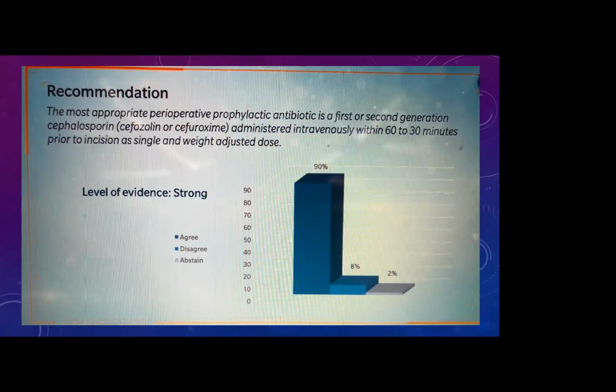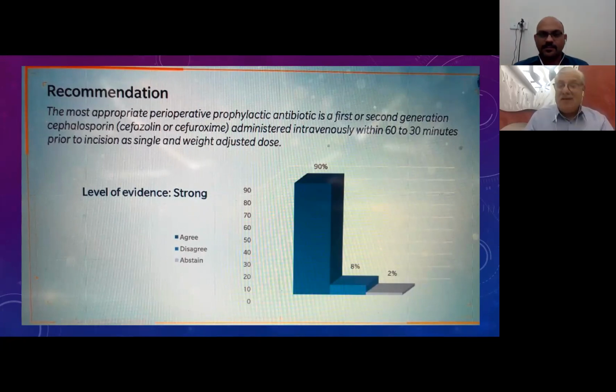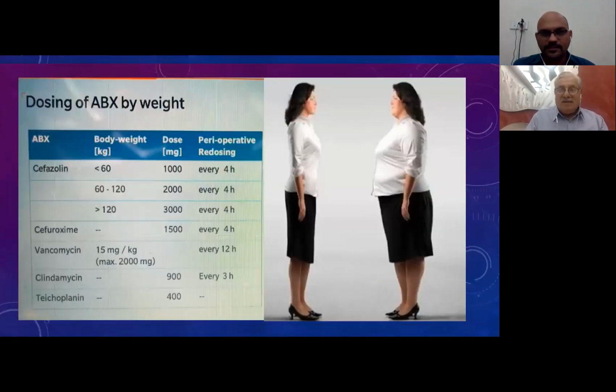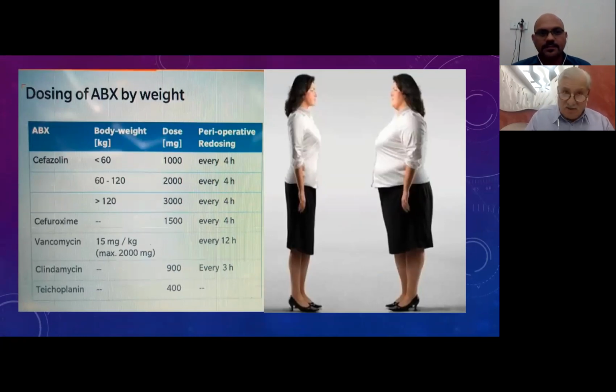The most appropriate preoperative prophylactic antibiotic is the first or second generation cephalosporin, cefazolin or cefuroxime, administered intravenously 30 to 60 minutes before the surgery. And this document agreed about by 90%. But must be related, the route is intravenous and related to the body weight. Body weight depend on body index. If it is the body weight below 60, you get 1,000, like example. And if they are above 120, you go triple doses.